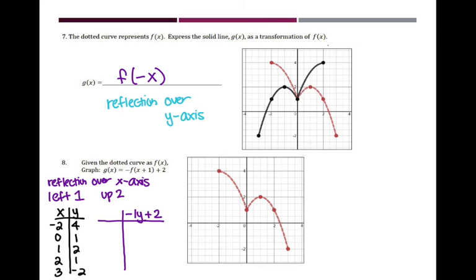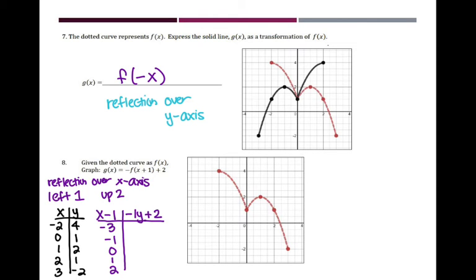Similarly for my x, since I need to move to the left, I'm going to take all of these x coordinates and subtract 1 since I need to move to the left. So for my x's, I'm going to subtract all of these x's by 1. So that gives me negative 3, negative 1, 0, 1, and 2.